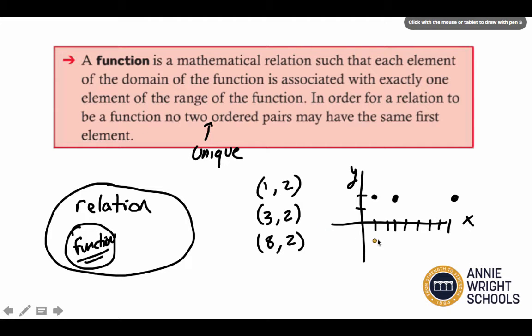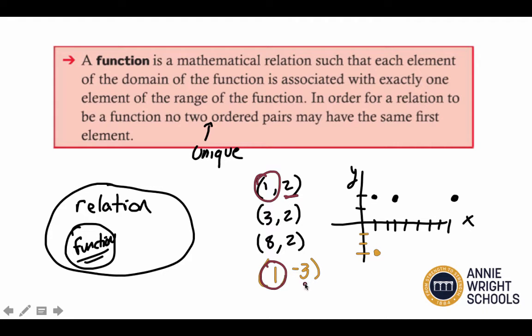What wouldn't be a function is if we added the point 1, -3. That would be down here, and that wouldn't work because now you have the same x value going to two different y values. That's not allowed. Exactly one element of the range of the function for any element in the domain.